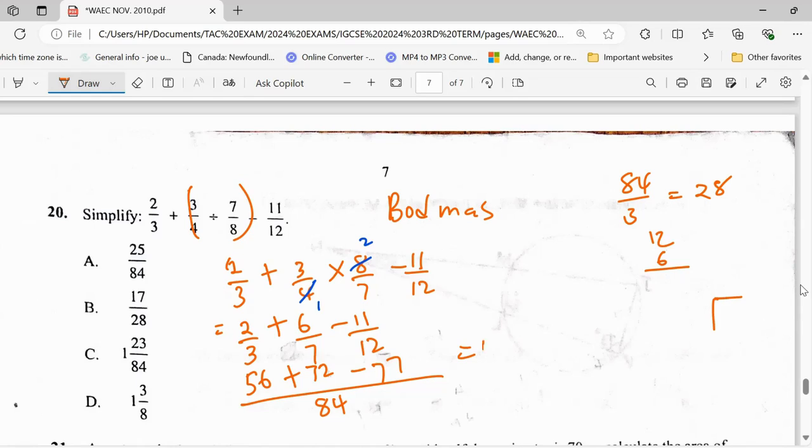So here we have 51 all over 84, which we can reduce using 3 to give us 17 all over 28. So this will be the answer. That is option B. So that is how we close up for today's tutorial. Thank you very much for your endurance up to this time. We've been able to treat question number 11 to question number 20 in this part 2 of our series.